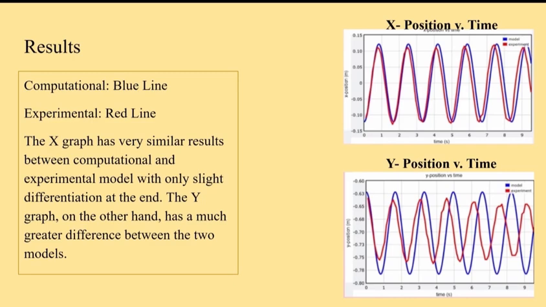Okay, for the second part of the results, we have the X and Y position versus time graphs. The computational model is represented by the blue line, and the experimental is represented by the red line. The X graph has very similar results between computational experimental model with only slight differentiation at the end, and the Y graph, on the other hand, has a much greater difference between the two models.